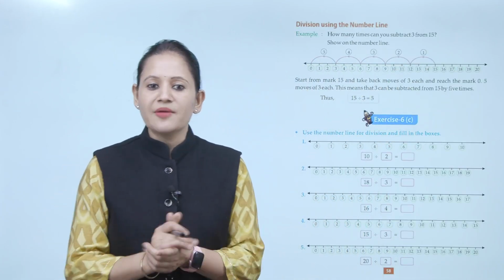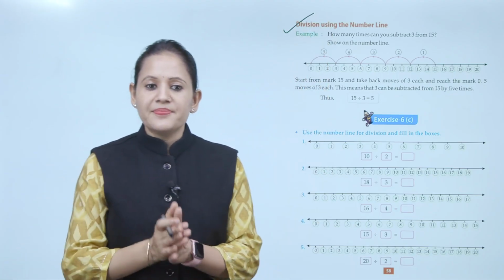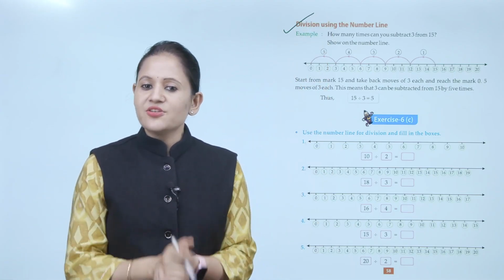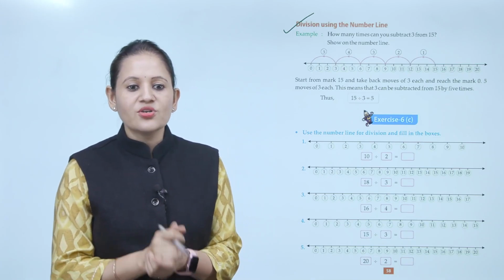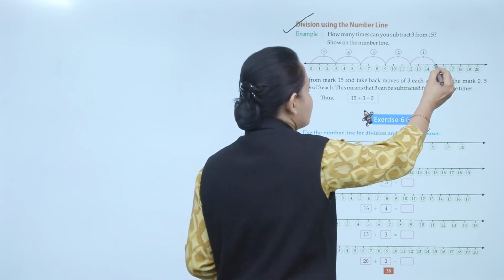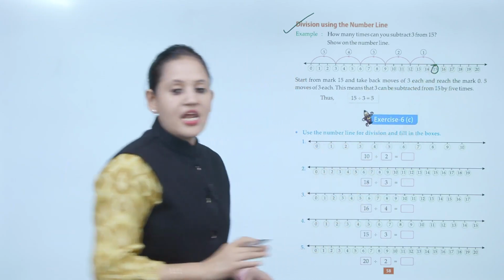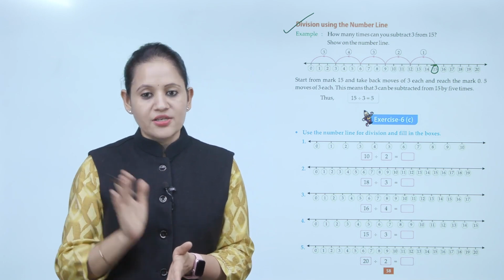Next, division using the number line. We will take an example. How many times can you subtract 3 from 15? Show on the number line. So, start the mark from 15. So, here this is number 15. Now, take back moves of 3 each and reach the mark 0.